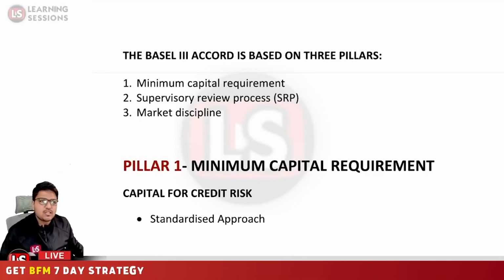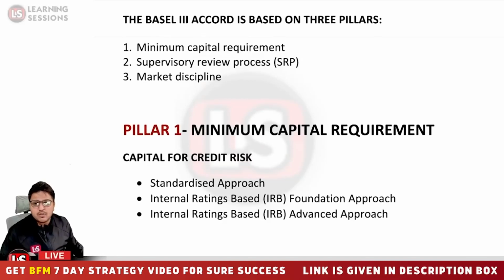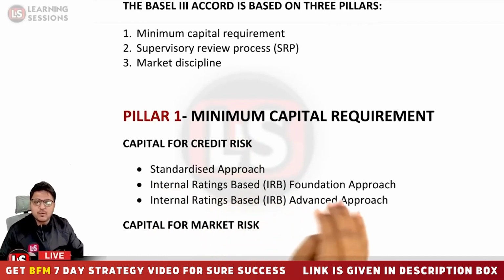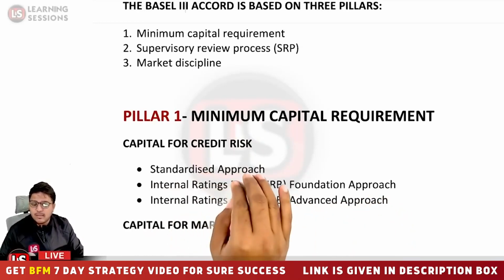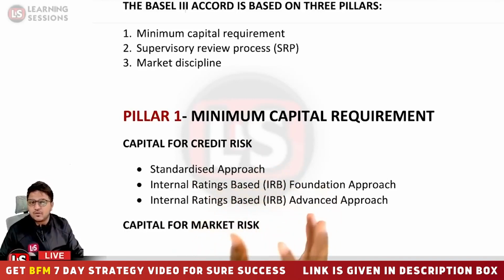So there are different approaches by virtue of which we calculate the capital charge for the credit risk. There are three approaches for the credit risk: the standardized approach, the IRB foundation approach, and the IRB advanced approach. The standardized approach is one in which the Reserve Bank of India gives the risk weights for the different categories of assets being maintained by the bank.